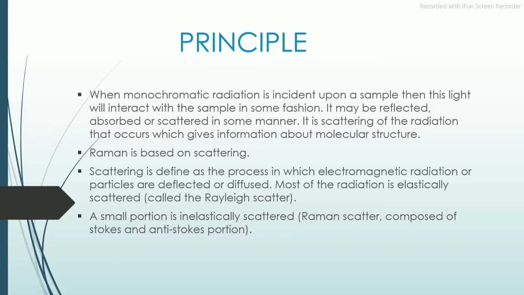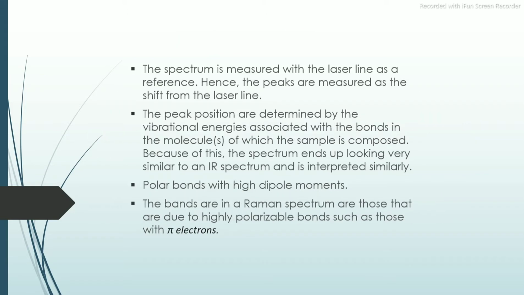Most of the radiation is elastically scattered. A small portion is inelastically scattered. Raman scatter is composed of Stokes and anti-Stokes portions. The spectrum is measured with the laser line as a reference. Hence, the peaks are measured as the shift from the laser line. The peak positions are determined by the vibrational energies associated with bonds in the molecule of which the sample is composed. Because of this, the spectrum ends up looking very similar to an IR spectrum and is interpreted similarly.